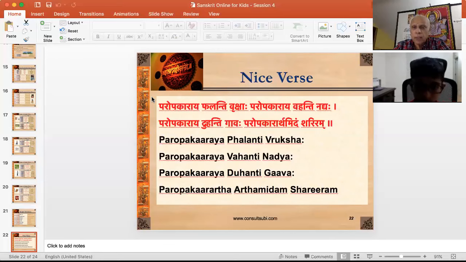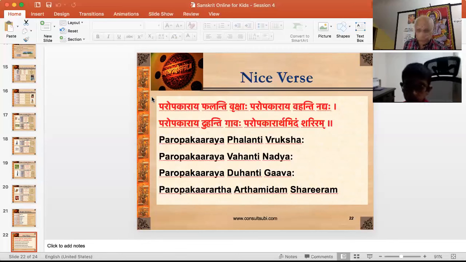Paropakaraya phalanti vrikshaha, paropakaraya vahanti nadyaha, paropakaraya dukhanti gavaha, paropakarartamidam shariram. The trees yield fruits to help others, the rivers flow to help others, the cows give milk to help others. Likewise, we have our bodies to help others. So that is the meaning of this very nice two-line verse.